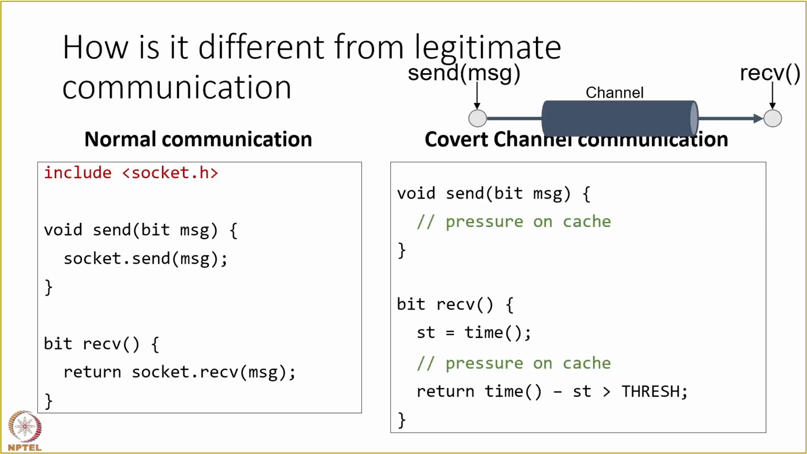So in a normal communication, you would have written socket programming where process 1 sends some information to process 2, and process 2 receives it, right? But here, instead of using the inter-process communication mechanism, you are thrashing the cache, or creating pressure on the cache, and based on the cache state, you are communicating information. Is the difference clear?